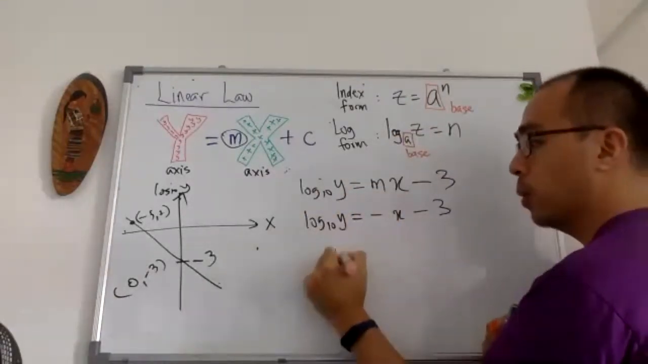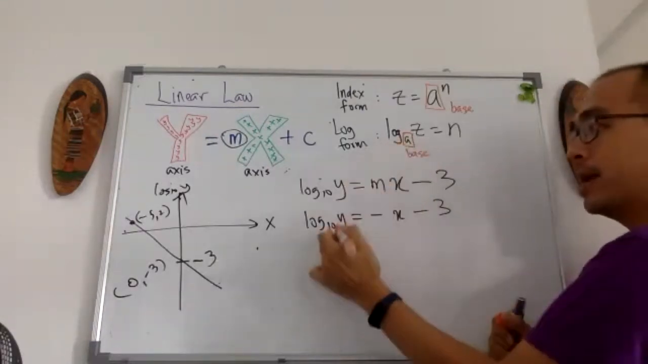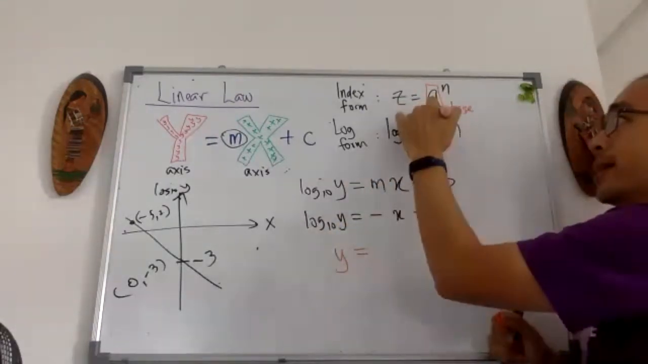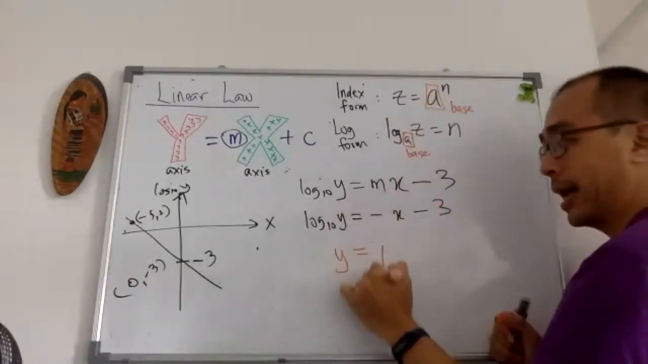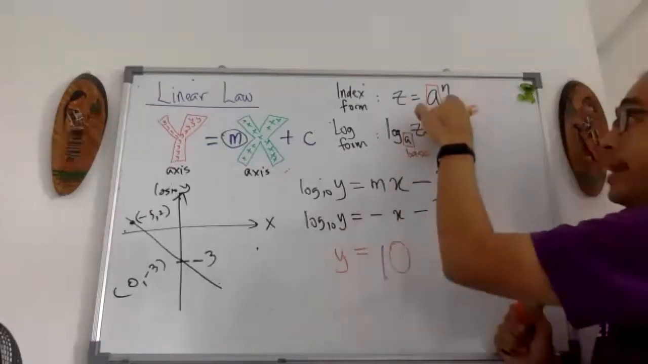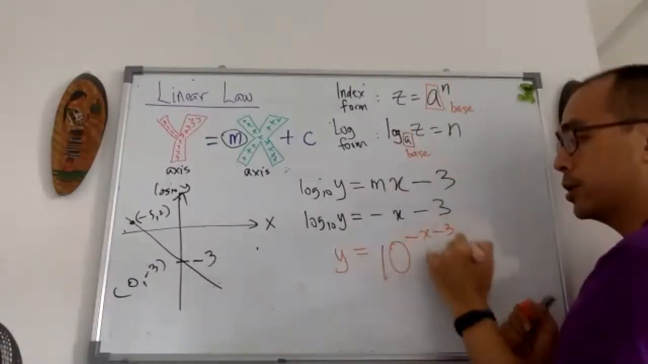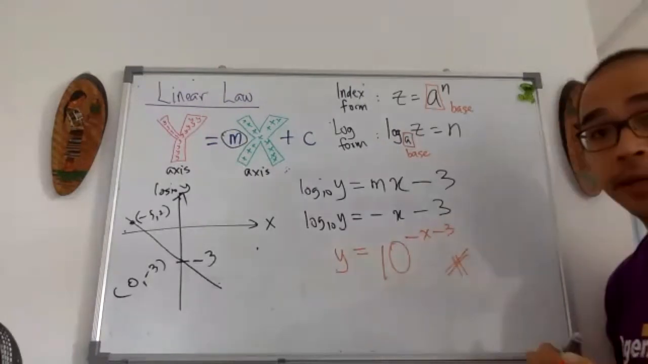So this will be y equals to, look at this 10. Since it's the base in the log, when I change it back to index form, it will become the base, n. And then this whole thing here, which is the n, becomes the power, minus x minus 2. And this is your final answer.